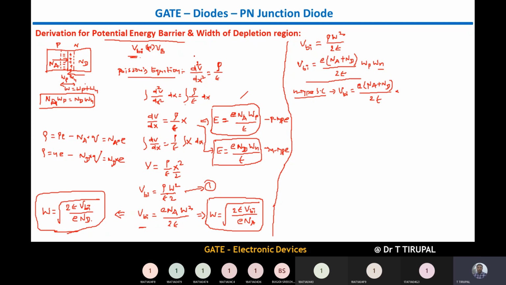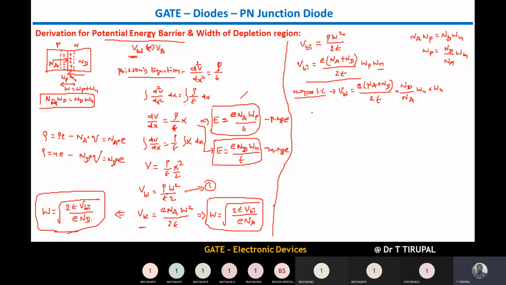What we have actually, Na into Wp is equal to Nd into Wn. Right. Now what we want actually is Wp. So Wp is equal to Nd divided by Na into Wn. You substitute this equation here. What you get? Instead of Wp, I am writing Nd, donor concentration, divided by Na, acceptor concentration, into Wn. Already Wn is there, so I am writing Wn here. So what do I get here?